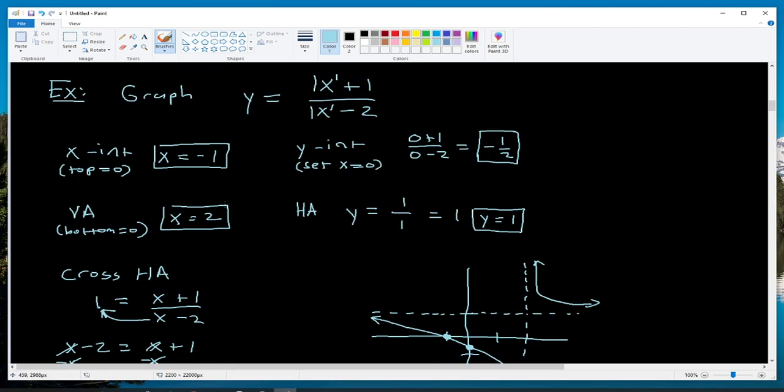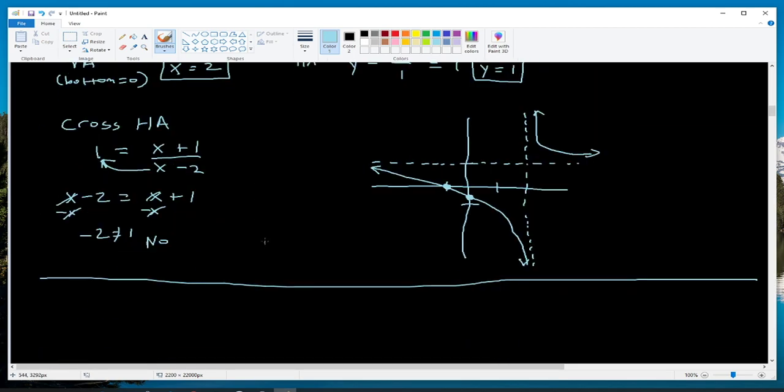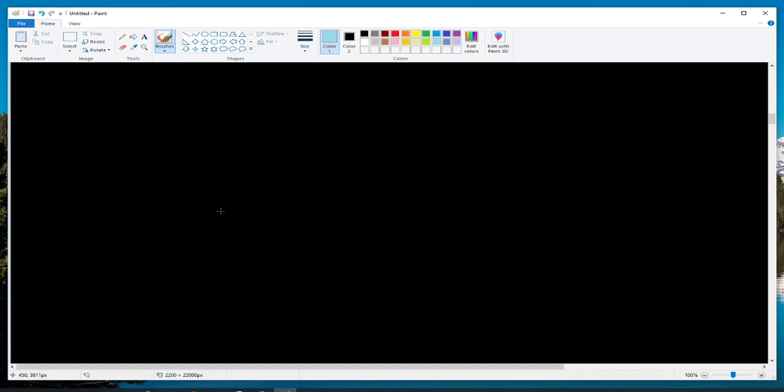So that's a case where the degree of the top is the same as the degree of the bottom. This is kind of the case 2 type. Let's look at a different one. So for this example here, let's say we want to graph y equals x minus 1, all that over, let's say, x squared minus 3x minus 10.